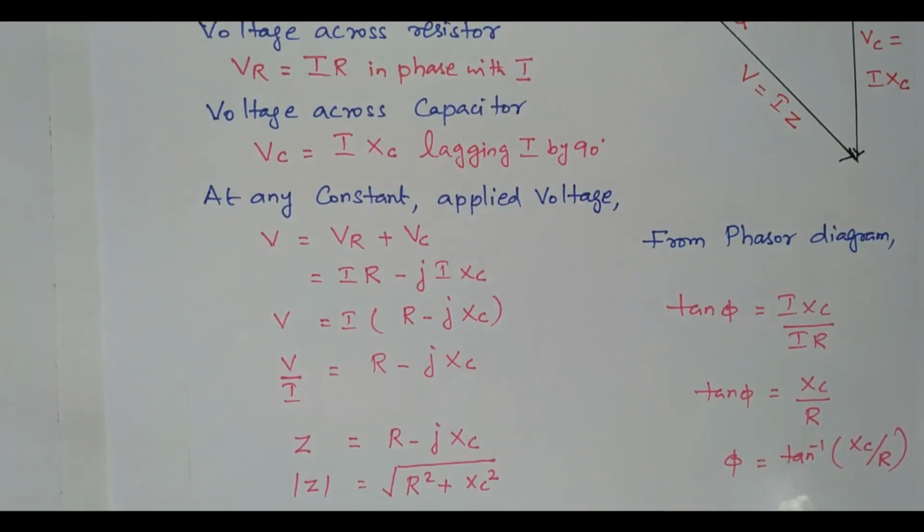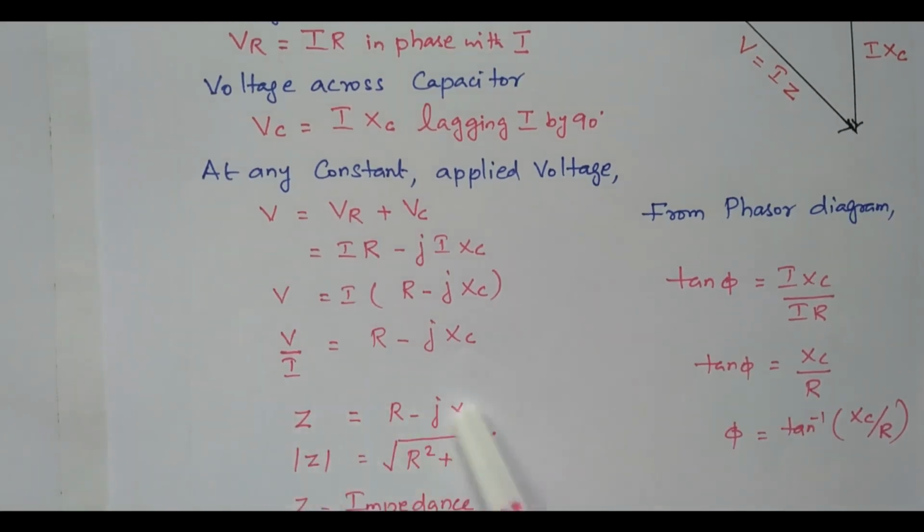While writing the polar form, we can use this angle phi. Right? Now this is the rectangular form. For the polar form, we can use this angle. Now we'll go to the phase difference between current and voltage.